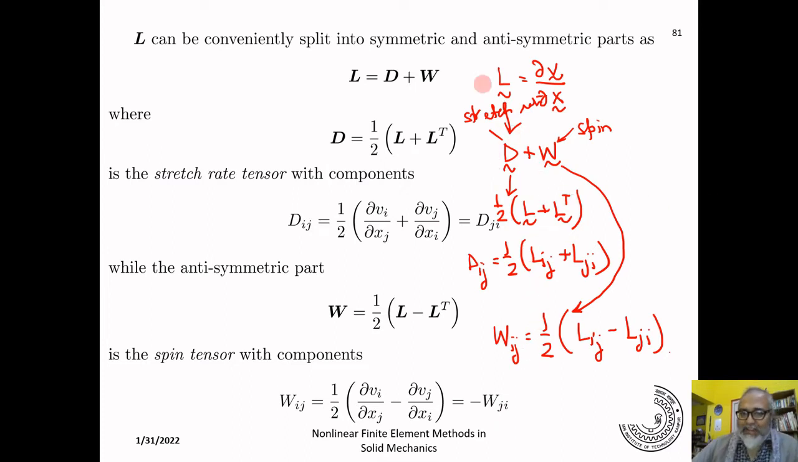Now, what is the significance of the split? What is the significance of the stretch rate and what is the significance of the spin? This is best understood in terms of a problem. So the problem is this. Let us try to find an expression for L and therefore D and W in terms of the stretch U. Remember, F can be polar decomposed into R times U. And now we try to find L in terms of rate of change of U. Let us try to do that. So we'll start from here.